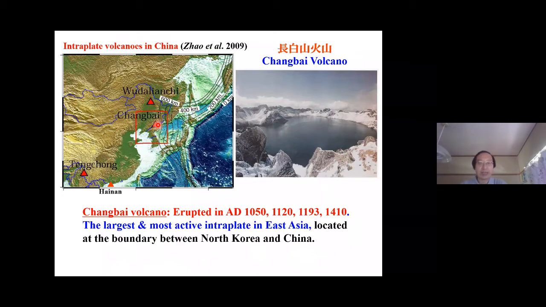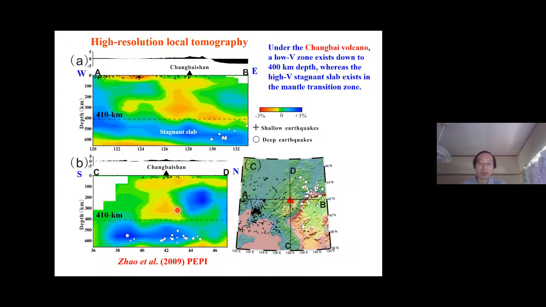This figure shows the east-west and north-south vertical cross sections passing through the Changbai volcano. The cross sections are from the surface down to 650 kilometer depth. This dashed line shows the 410 kilometer discontinuity. Once again, in the mantle transition zone, we can see the high velocity anomaly, which represents the stagnant Pacific slab. But in the upper mantle, we can see a clear vertical low velocity anomaly from the surface down to the 410 kilometer discontinuity, right beneath the Changbai volcano. So we think this is a hot and wet upwelling feeding the Changbai intraplate volcano.